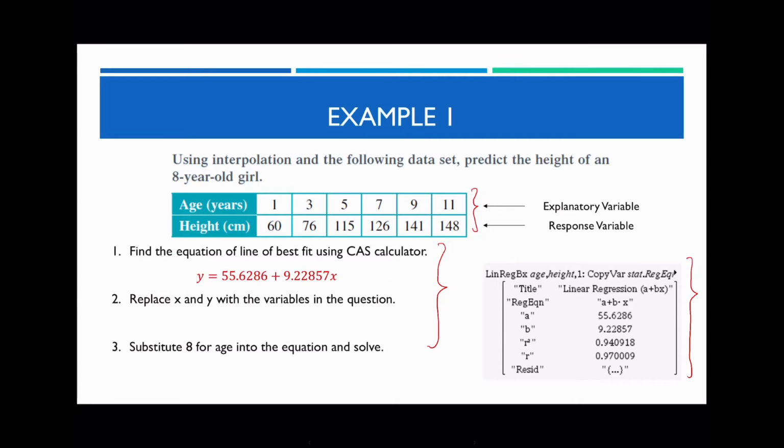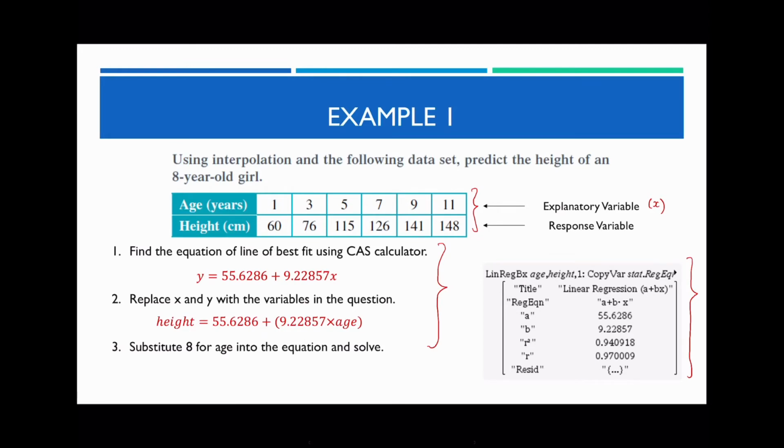Now, what you need to do as for step number 2, you need to replace the letters or the variables x and y with the variables that are provided within the question. In this case here, the variables were age and height, and we said that explanatory variable is the x in this case, because explanatory variable is always drawn or represented along the x-axis. Response variable is always represented along the y-axis. So wherever I see x, I'm going to replace that with age, and wherever I see y, I'm going to replace that with height. So therefore, your equation should look something similar to this.